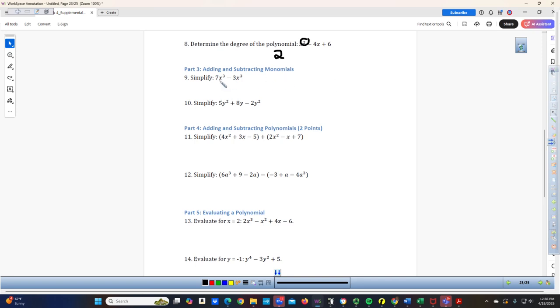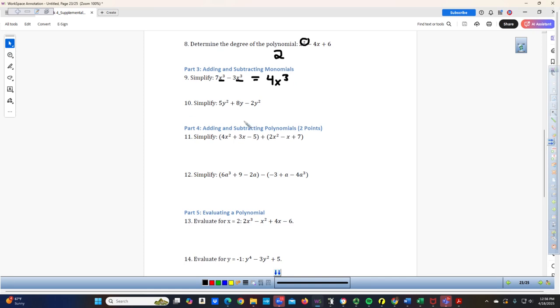So for the first one, as long as our variable and exponents are the same, we can combine the coefficients, right? So this is just basically saying 7 minus 3, which is going to give us 4. And then we just leave the variable and exponent the same.